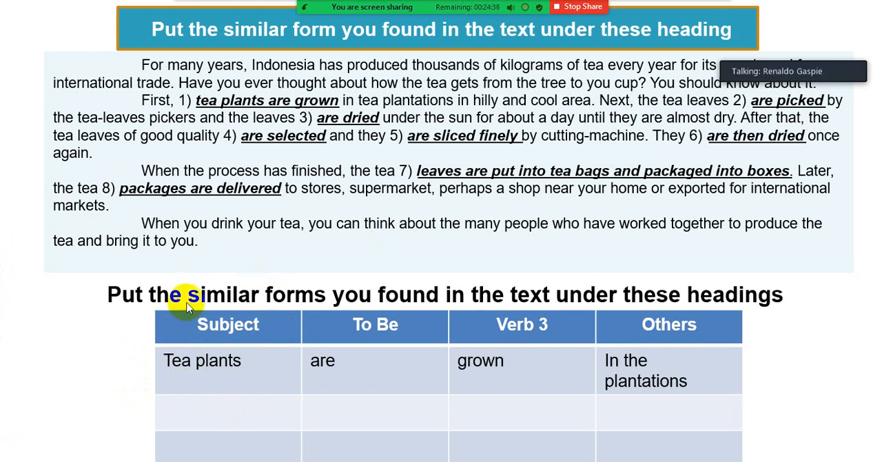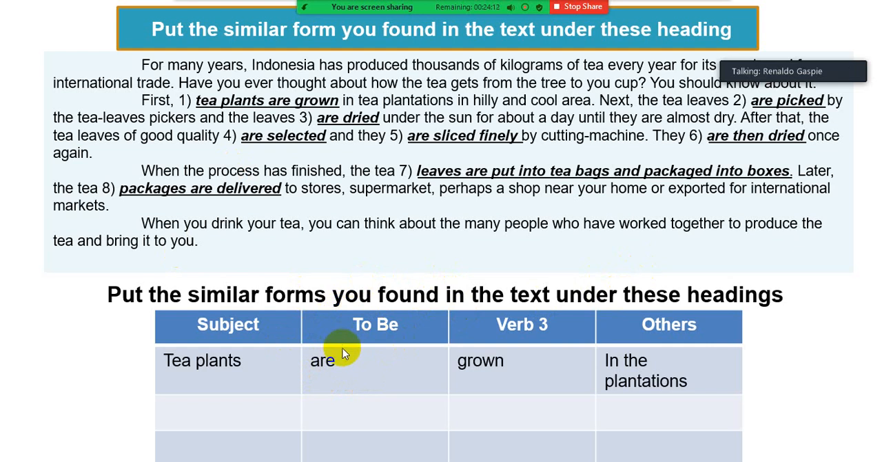The subject. Okay, good. After the subject, what should we write? To be. To be, okay, good. So in English, there are so many kinds of to be. Can you mention one of to be in English beside are? Is. Okay, is. And then what else? Am. Okay, good. Thank you very much.